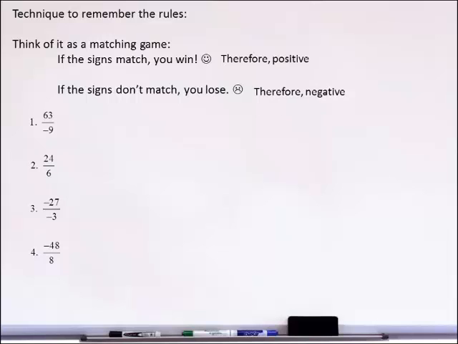I have 63 divided by negative 9. That will give me a negative 7 because I had a positive divided by a negative. I have positive 24 divided by positive 6. That will give me a 4, positive. Negative 27 divided by negative 3, two negatives, same sign, so we get a positive 9. Negative 48 divided by positive 8 gives me a negative 6.